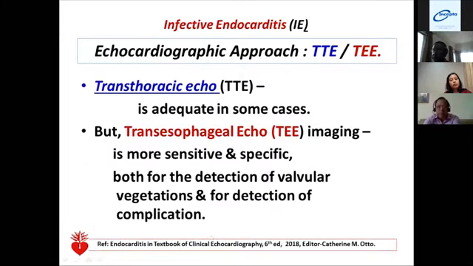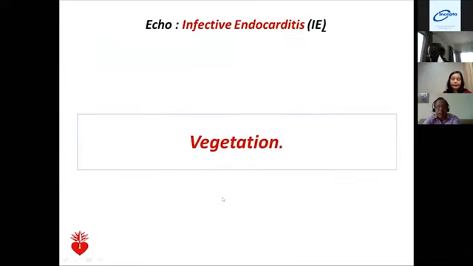effusion. So regarding transthoracic and transesophageal echo, transthoracic echo is adequate in some cases, as has been told by Dr. Tawfiq Shah, but transesophageal echo imaging is more sensitive and specific, both for detection of the valvular vegetations and for detection of complications. Now I will talk a few words regarding the vegetation.